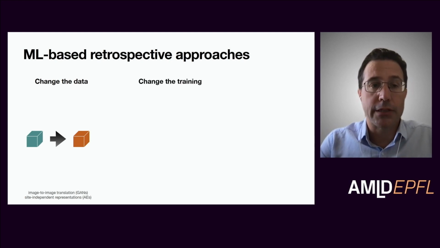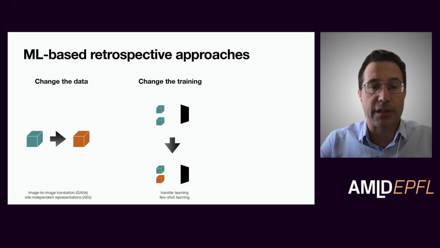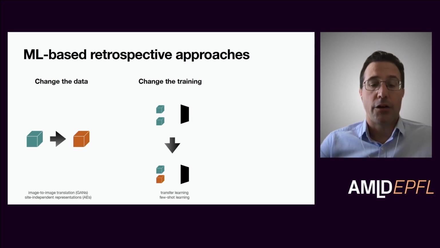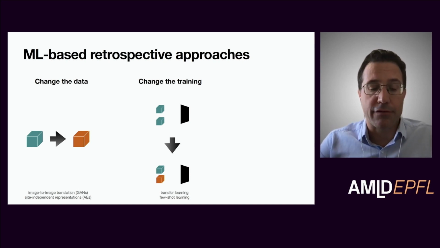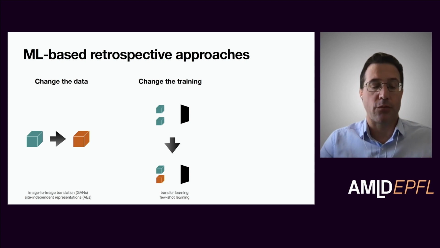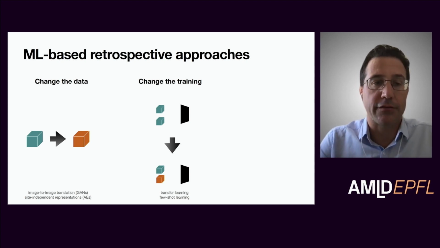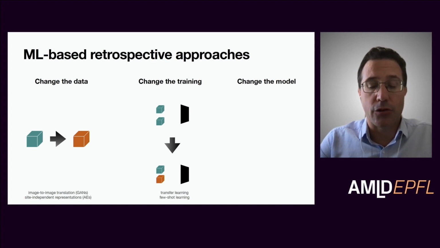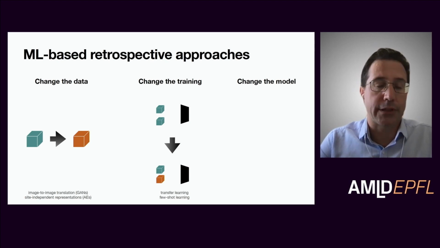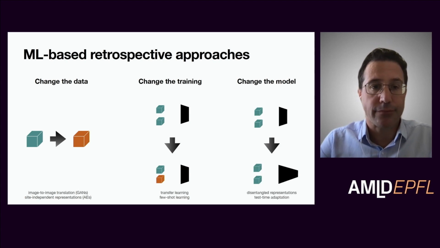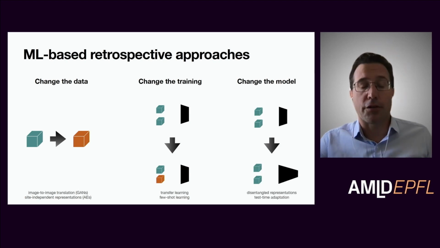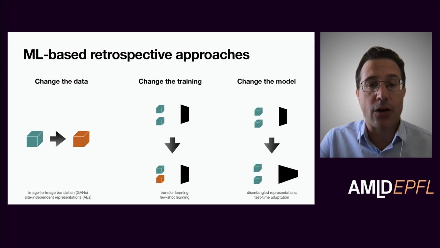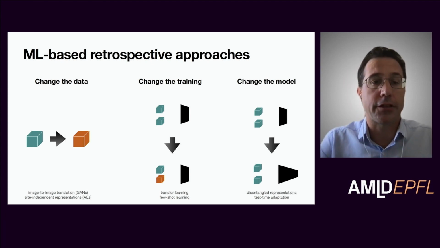Second thing you do is to change the training. So now, for example, if you have data from multiple sites, you could do transfer learning from one site. You pre-train your model with data from one site, then you adapt using data from another site. And lastly, what you could do is also change the model. So one thing you could do is try to learn latent representations that are invariant to site. And so there's also a lot of work around this. So I now want to illustrate the first and last approaches, changing the data and changing the model, and skip changing the training for now.